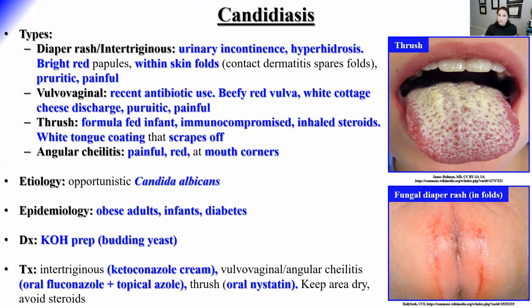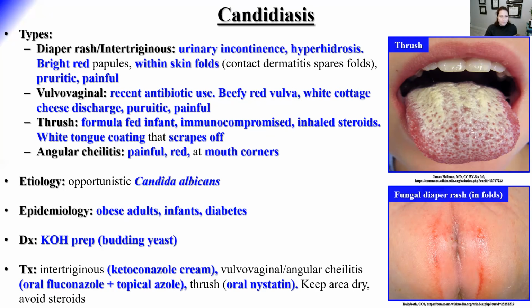Obese adults, because they have more intertriginous areas. Infants for the diaper rash and the thrush, and then diabetics. Diabetics have chronically elevated levels of glucose, and Candida loves glucose. So that's where you see that. That's also something if you have a patient that presents with multiple vulvovaginal candidiasis, you want to test that patient for diabetes. Diagnostic for this is going to be a KOH prep, and you may see a budding yeast on this.